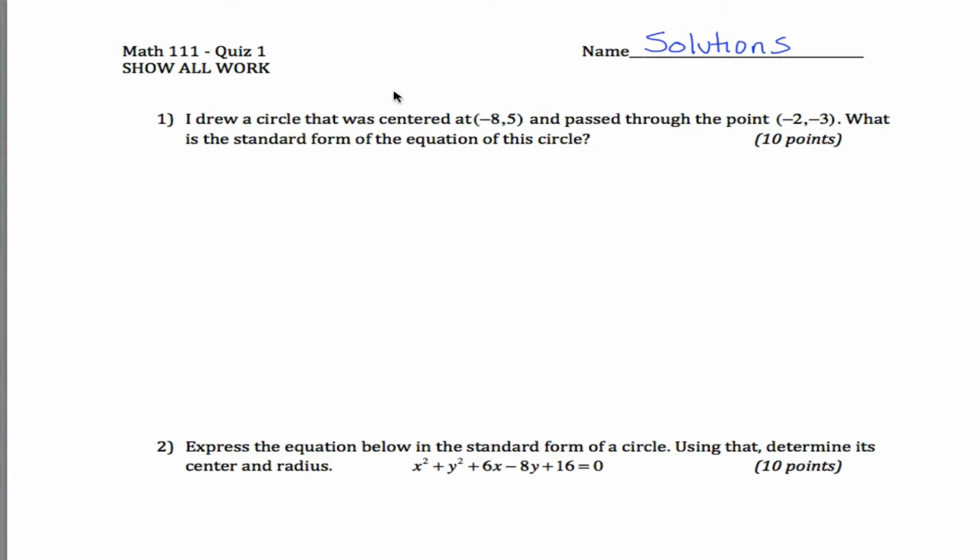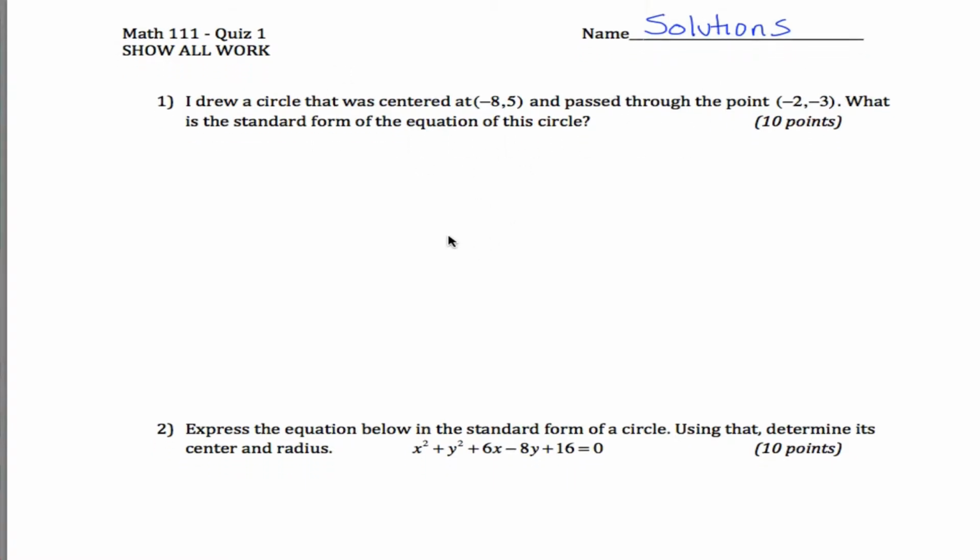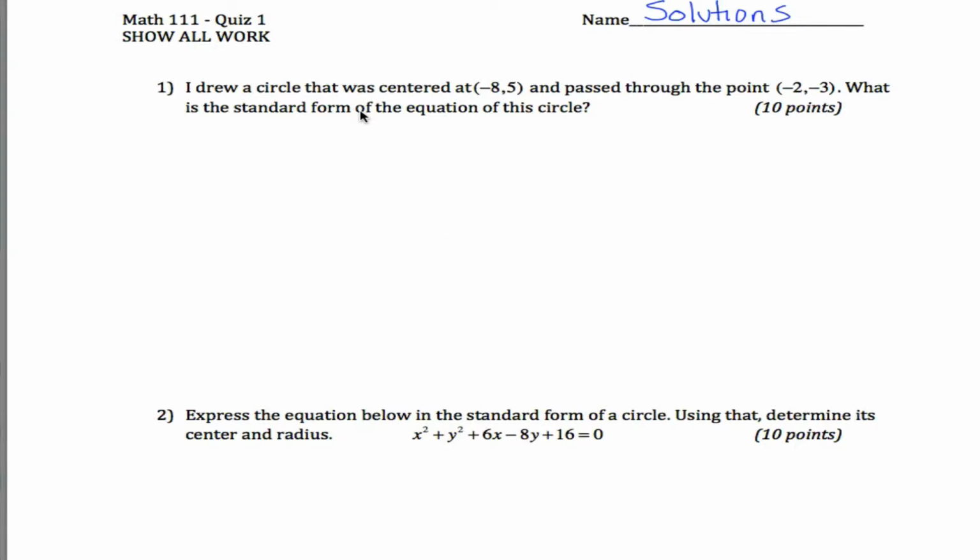All right, here are solutions for our first quiz for Math 111. Two questions, both about circles. First one says, I drew a circle that was centered at -8, 5 and passed through this point right here. So what it wants to know is what's the standard form of the equation of this circle?